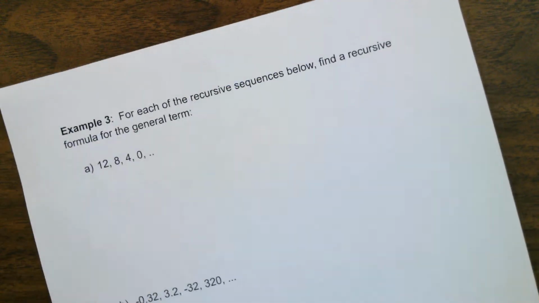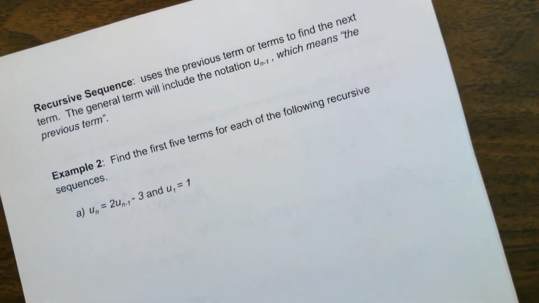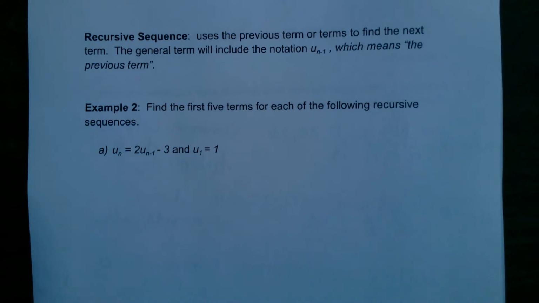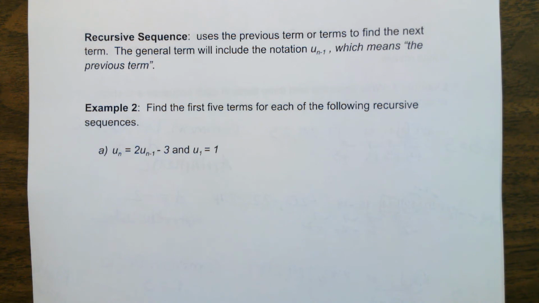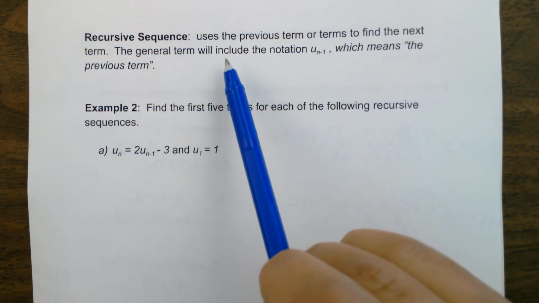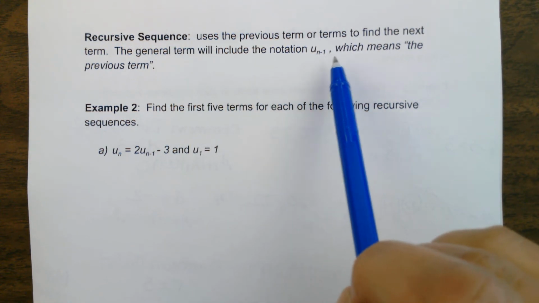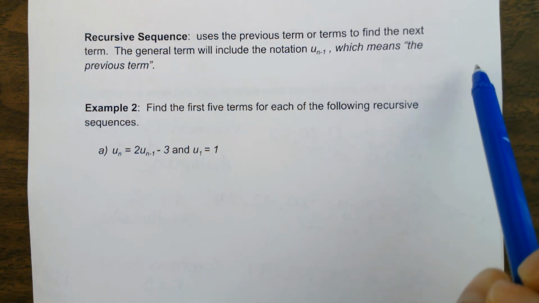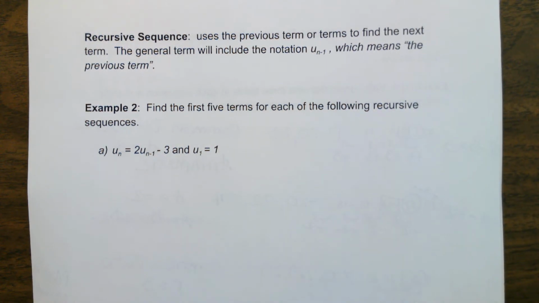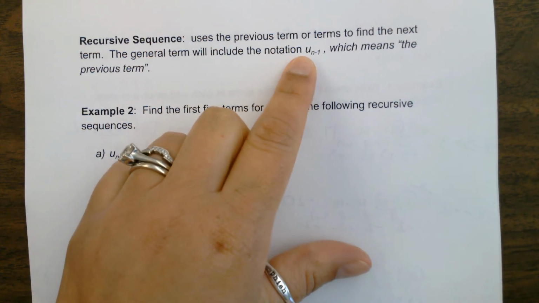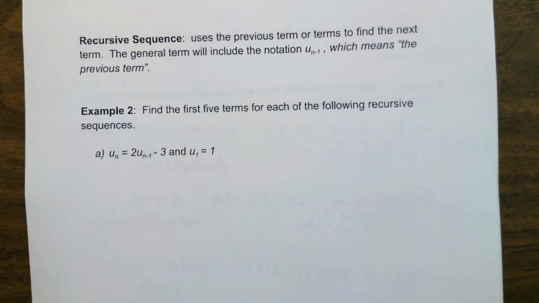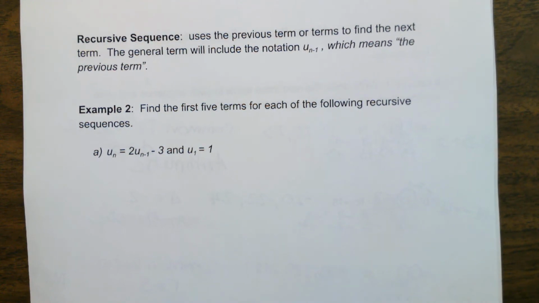Okay, let's move on to recursive sequences. Recursive sequences, now there goes the lights. Recursive sequences use the previous term or terms to find the next term. The general term will include the notation u sub n minus 1, which means the previous term. Hopefully together we're going to remember back in Algebra 1, this u, we just used the letter A. So u sub n minus 1, we remember in algebra as a sub n minus 1.